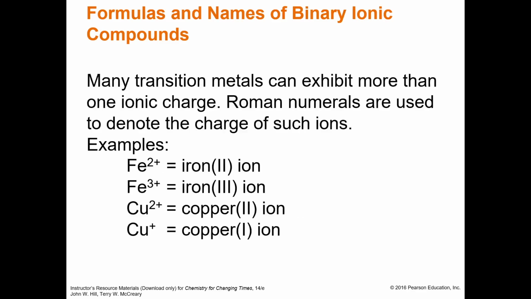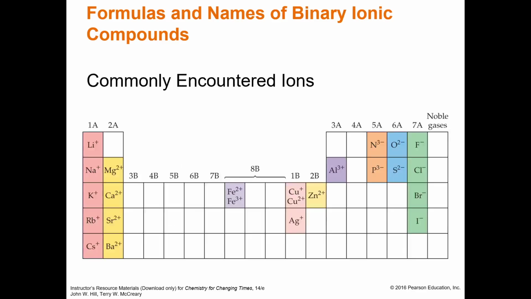Many of the transition metals can exhibit more than one ionic charge, so when you name these, you always have to put Roman numerals, and these will denote the charge of those ions. So for example, if you have an iron with a 2+ charge, iron 2 ion. Iron with a 3+ charge, iron 3 ion, and so on. These are the commonly encountered ions that you would need to understand and be able to denote. Notice again, they're just based on the group numbers. I would not bother memorizing most of these things. I give you a periodic table anyways.